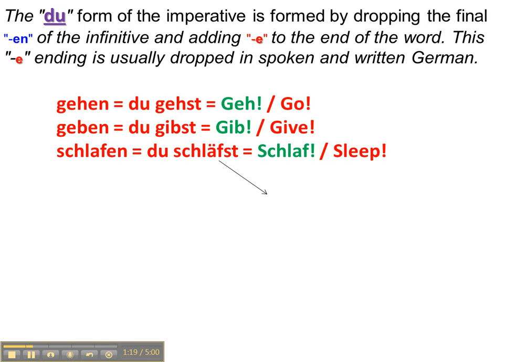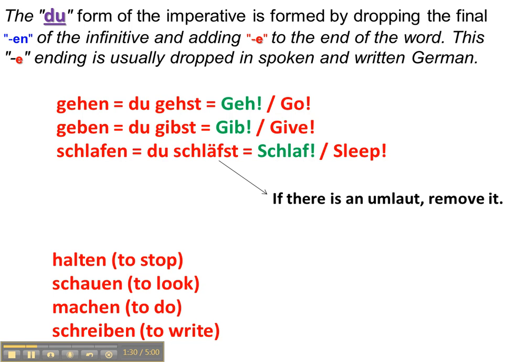Schlafen, du schläfst. And when a conjugation has umlauts, such as in this case, you're going to drop the umlauts. You're just going to have schlaf. So we're going to try a few examples here. I'll give you a second, or you can stop the video and try them on your own.